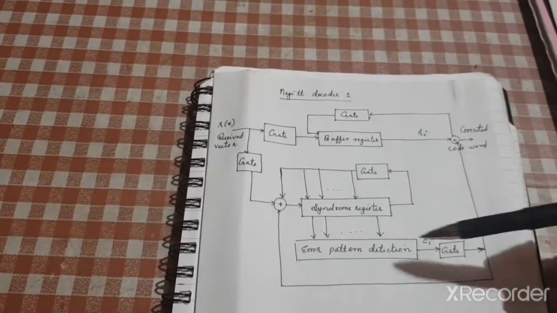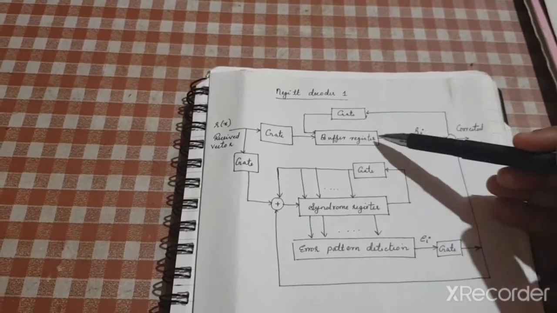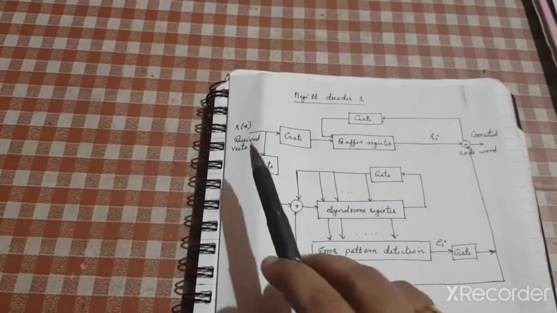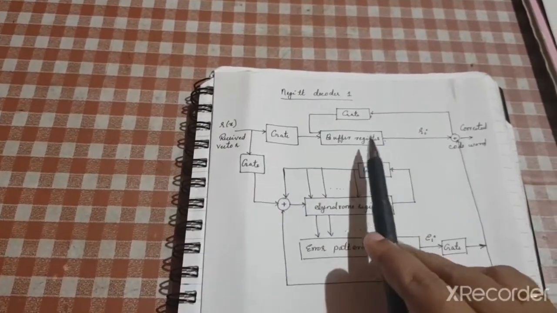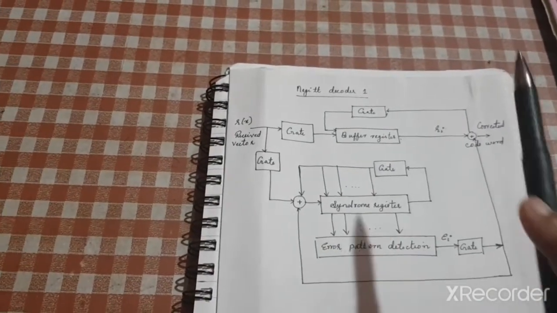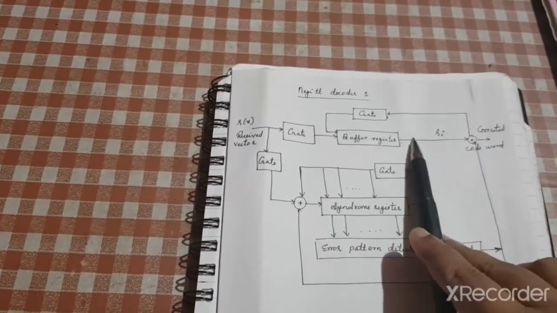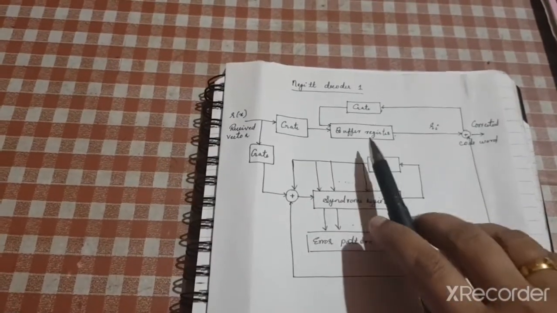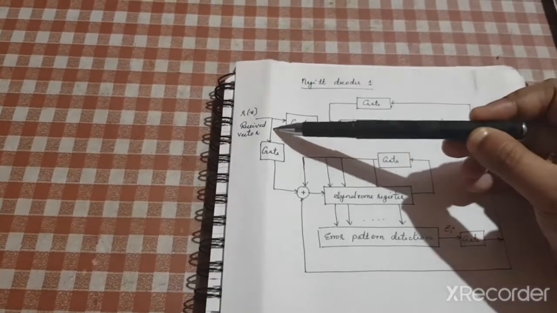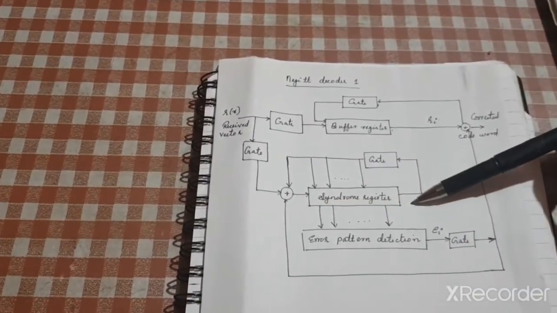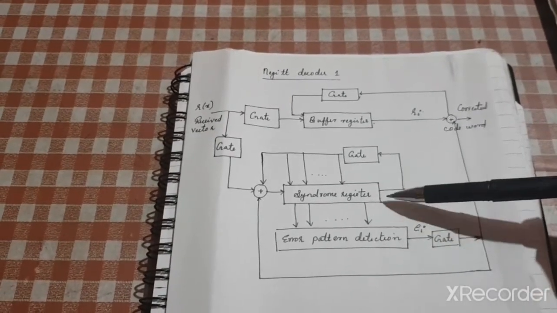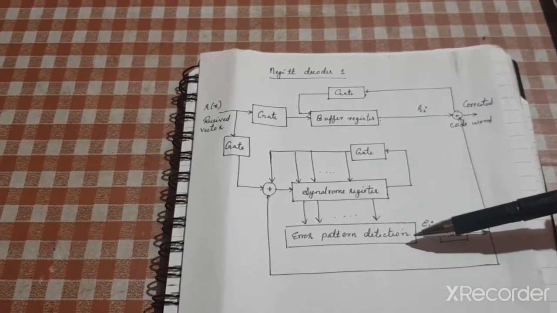Now, let's see the function of each of these registers. As you can see, the buffer register is used to store your received vector. The received vector is given simultaneously to your buffer register as well as to your syndrome register. The buffer register will store the received vector, and at the same time, the received vector is also given to the syndrome register, which will calculate the syndrome. Okay, now the syndrome calculated will be given to the error pattern detection circuit.